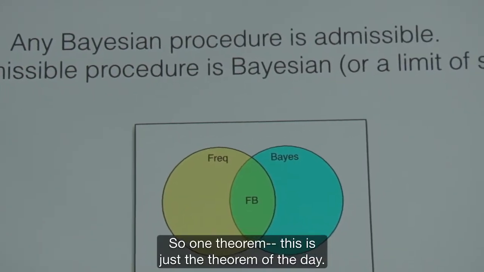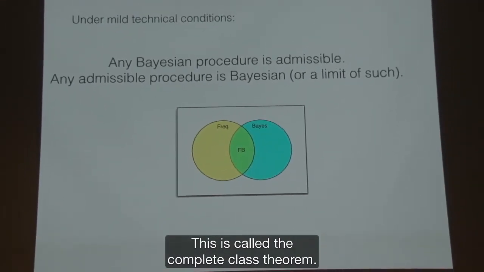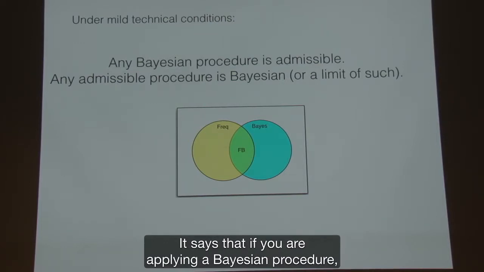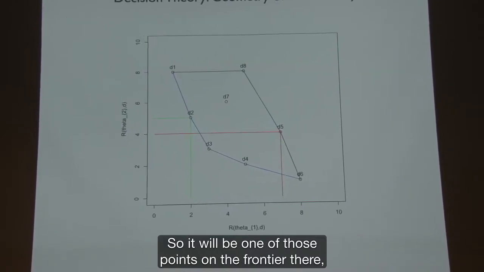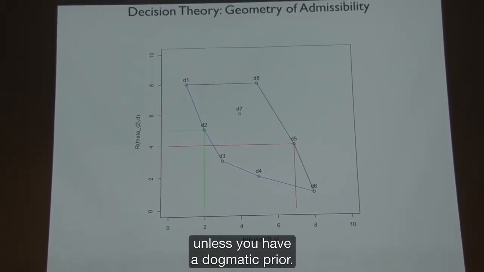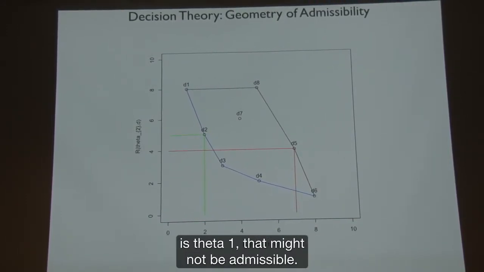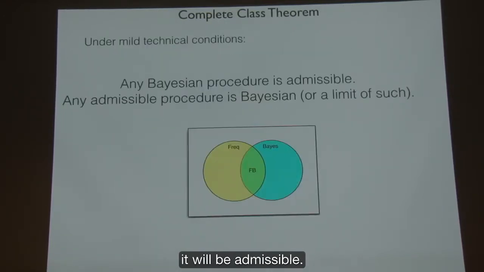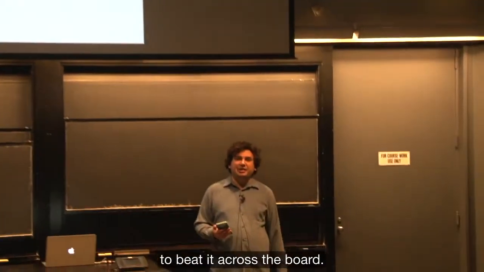All right, so one theorem. This is just the theorem of the day. This is called the complete class theorem. This is my favorite theorem in decision theory. It says that if you're applying a Bayesian procedure, it will automatically be admissible. So it will be one of those points on the frontier there, unless you have a dogmatic prior. So if your prior says you're 100% sure that theta is theta 1, that might not be admissible. But unless you have something that's ridiculously extreme, it will be admissible. That means other procedures might be better some of the time, and nothing's going to beat it across the board.